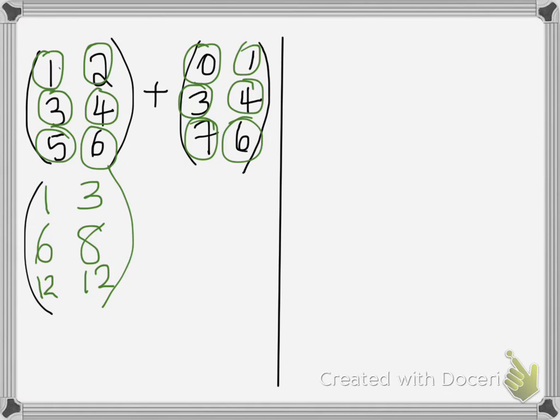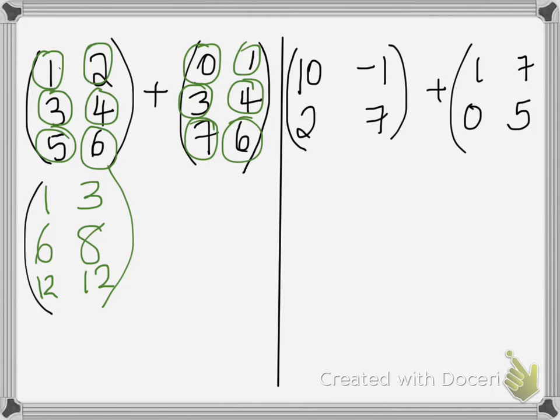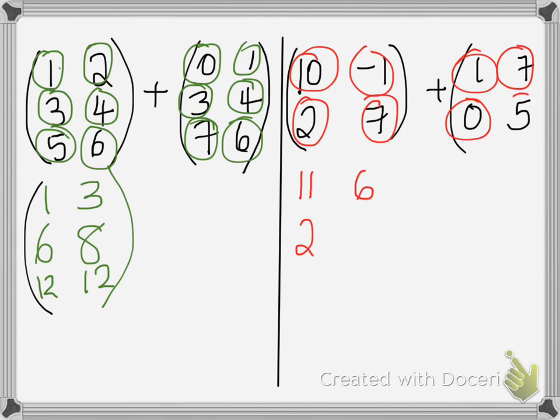Another example, if you are given 10, -1, 2, 7, once again, you have to ensure that you have the same number of elements or the same order for both matrices. So we have 1, 7, 0, 5, and we're going to be adding both these matrices. To do that, you will do 10 plus 1 is 11, and you have -1 plus 7 is 6, 2 plus 0 is 2, and 7 plus 5 is 12. So your final answer would be 11, 6, 2, 12.